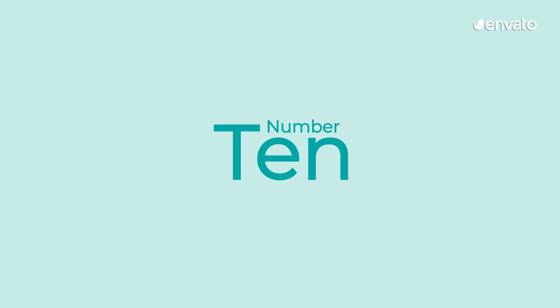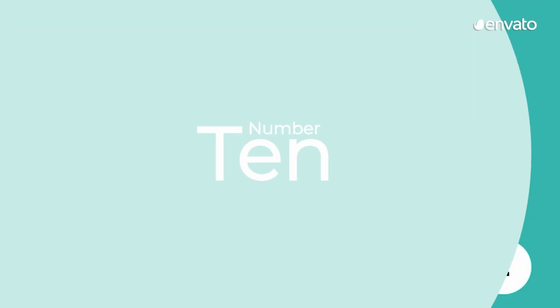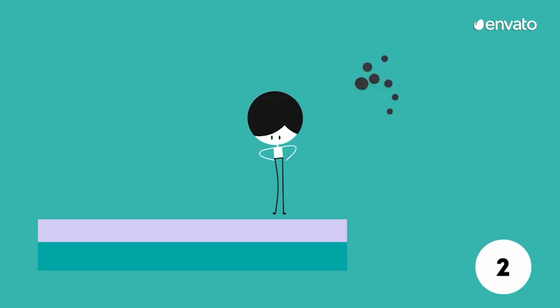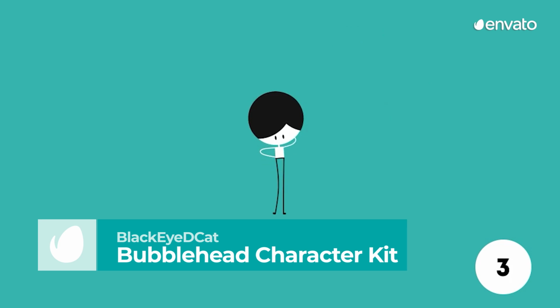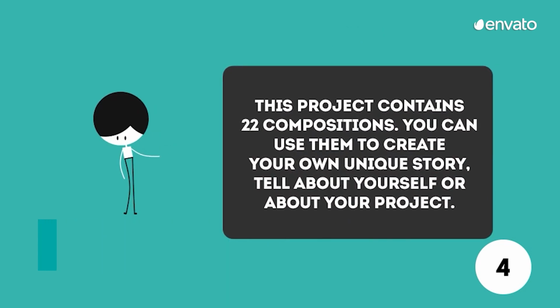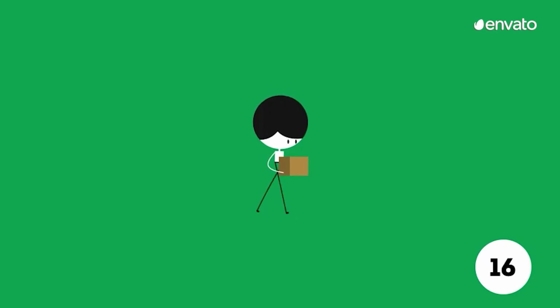Number 10. Bubblehead Character Kit by Black ID Cat. This cutesy character animation kit contains 22 compositions that you can use to create your own unique story. It includes text elements for use as speech bubbles and thought bubbles to complement the stylized bubblehead character design.